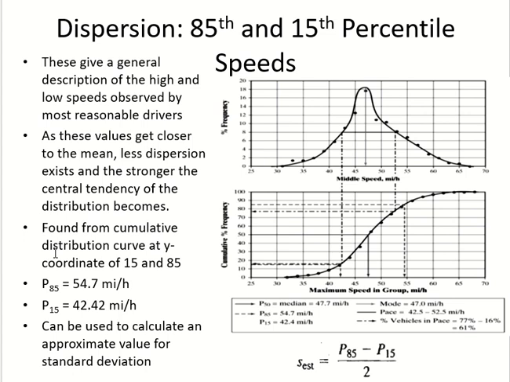So now I have two percentages, right? 15% and 85%. I need their values. Where are the percentages? Y-axis. Where are the values? X-axis. So I start from the Y-axis. This is my 15%. I come to the graph and find the value. For this data, the value is 42.4. Then I do the same thing for the 85th percentile: 85%, go to the graph, find the value. For this data, the value is 54.7. Clear now?